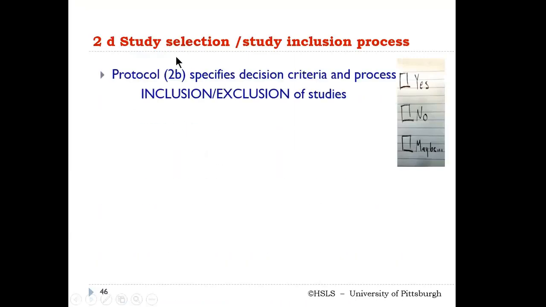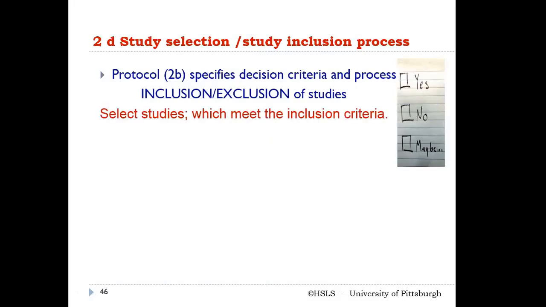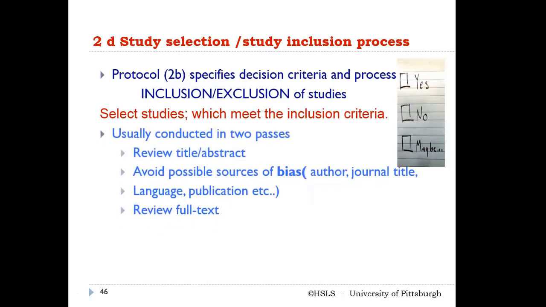Okay, now we are coming to the next step. That is the study inclusion exclusion process, the study selection process. Now we have defined the study inclusion exclusion criteria, and now this is the process, how you do that using these criteria. Protocol 2B specifies the criteria, and now the method is, you go through each article to see whether it meets the inclusion criteria. If it meets the criteria, then yes. If it does not, then no. If you are not sure, then it may be.